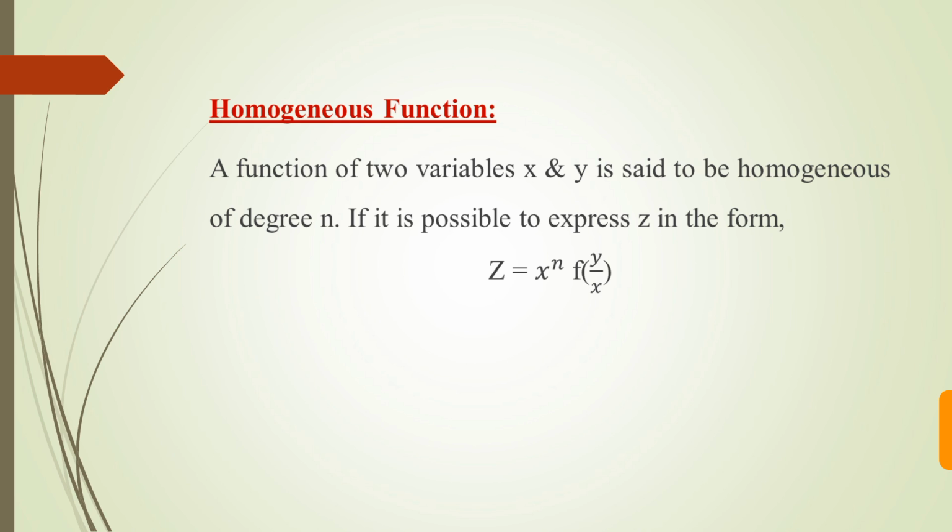Now we can see the homogeneous function. A function of two variables x and y is said to be homogeneous of degree n if it is possible to express z in the form z is equal to x raised to n times f of y by x, and this function contains two independent variables, that is x and y.